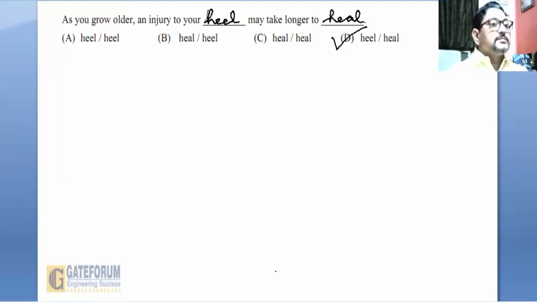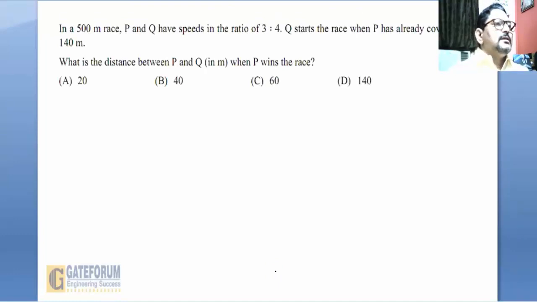Let's go on to the next question. In a 500-meter race, P and Q have speeds in the ratio of 3:4. Q starts the race when P has already covered 140 meters. What is the distance between P and Q in meters when P wins the race?